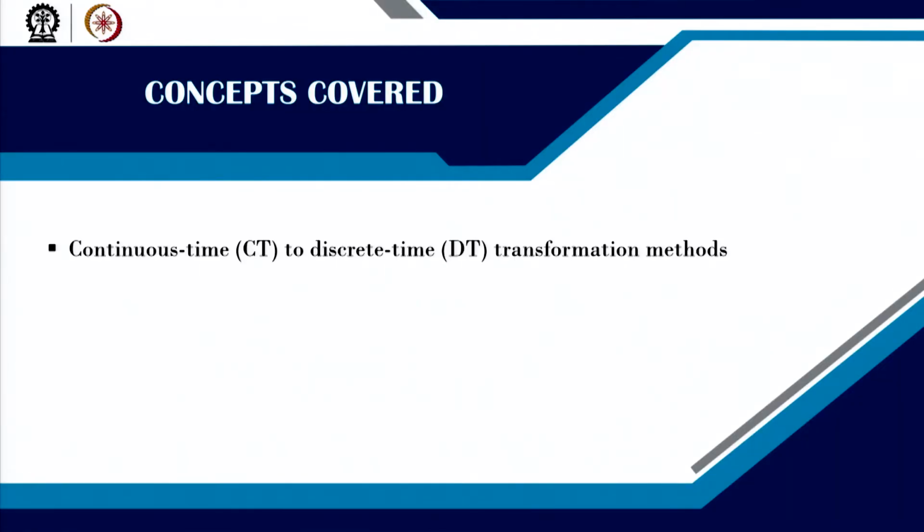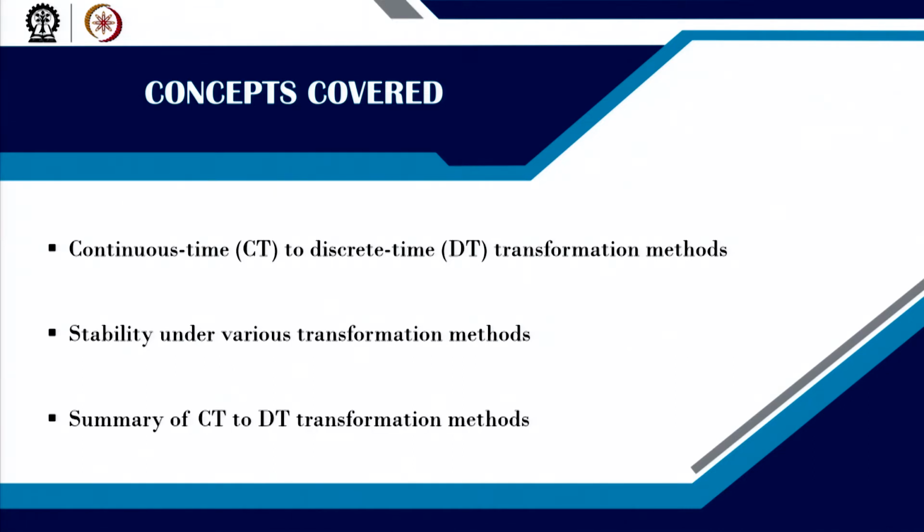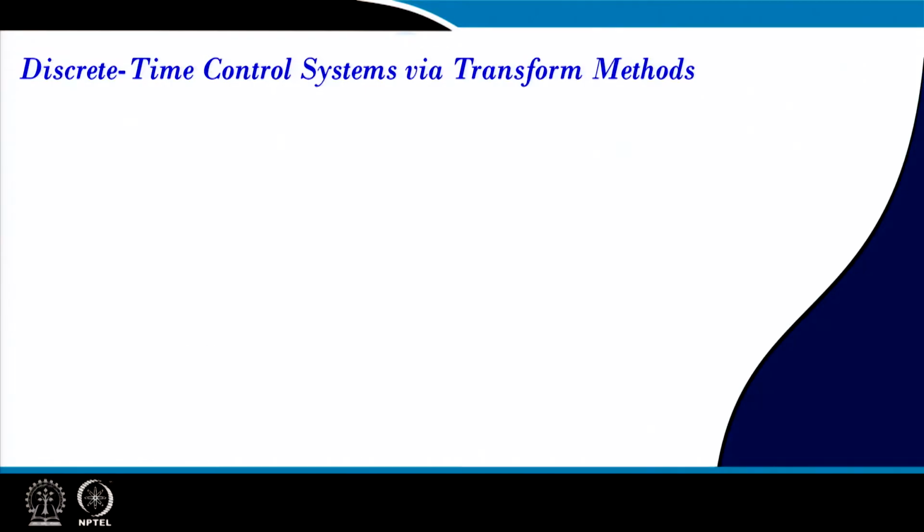So, in this lecture we will first talk about continuous time to discrete time transformation methods, what their stability is under different transformations, and then a summary of these transformation methods. So, we will start with the discrete time control system. If you want to design via the transform method, what are the methods that are available?